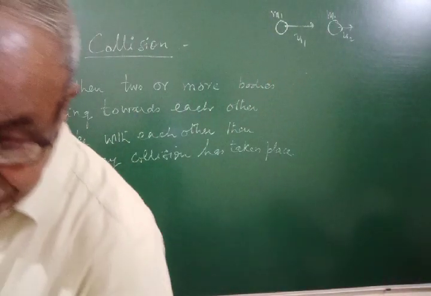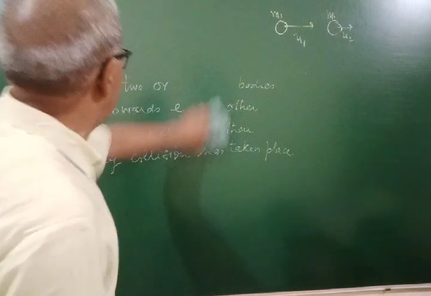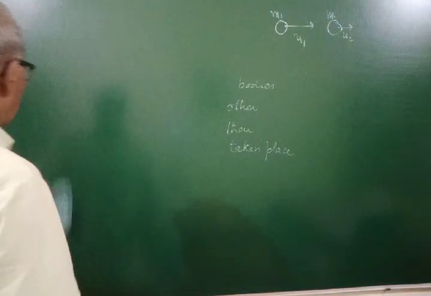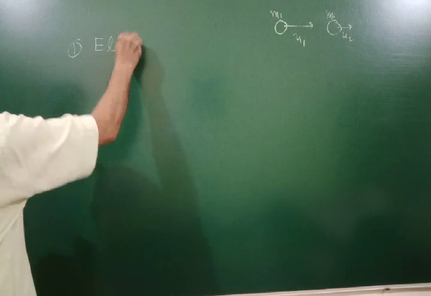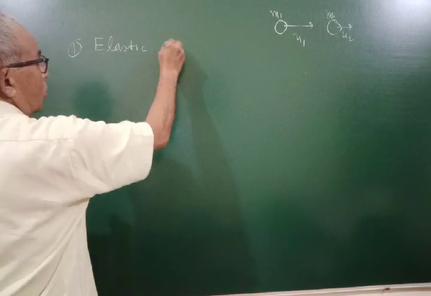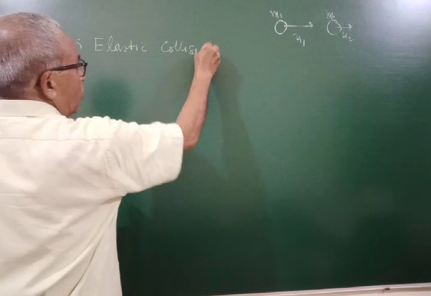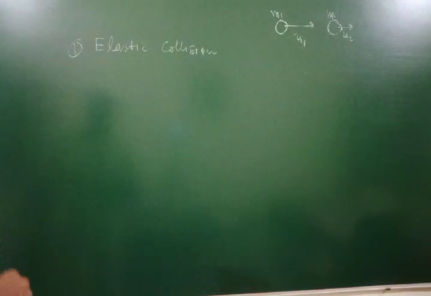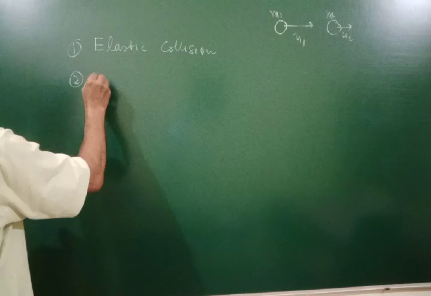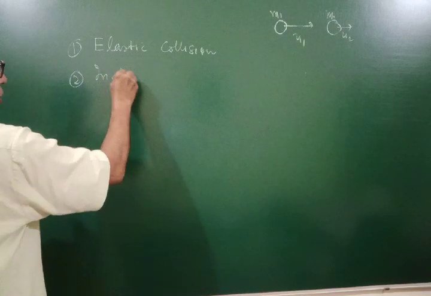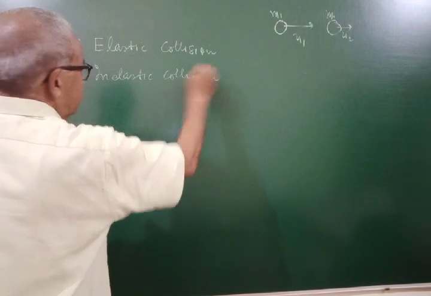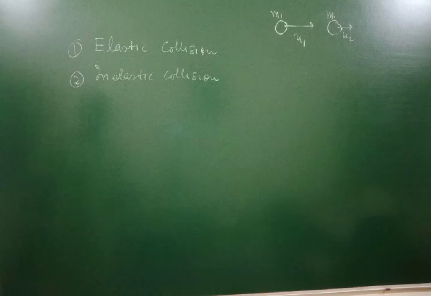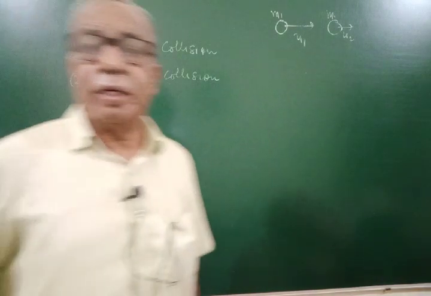In physics, we take two types of collision. Number one, elastic collision. This topic is very important for further study also. And number two, inelastic collision. So here we will define which collision is called elastic.